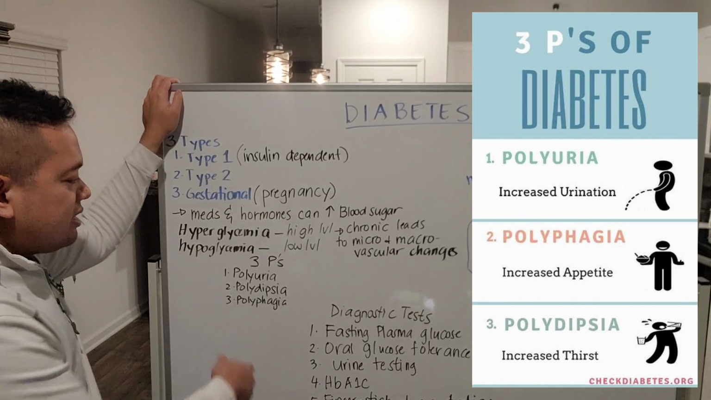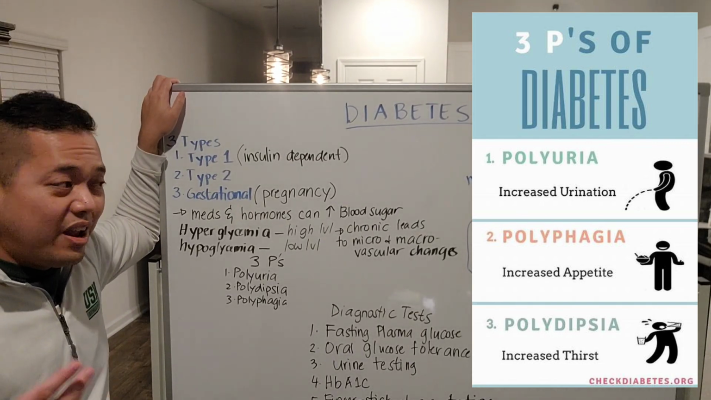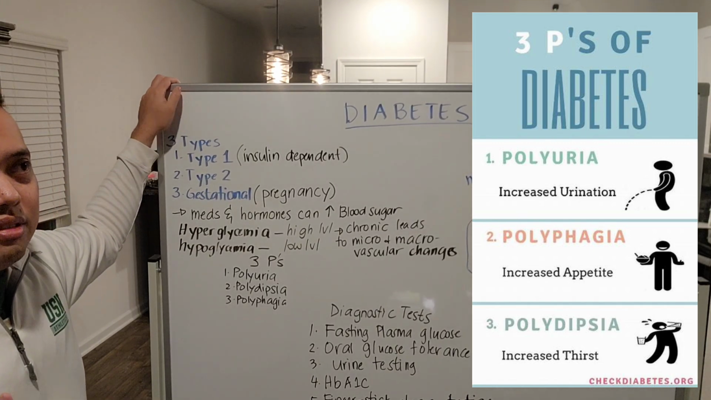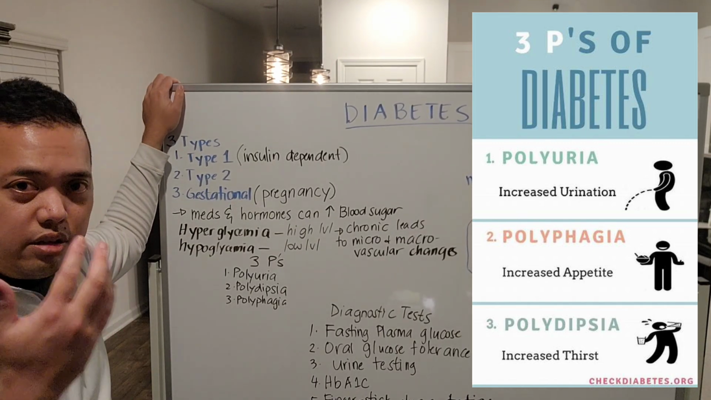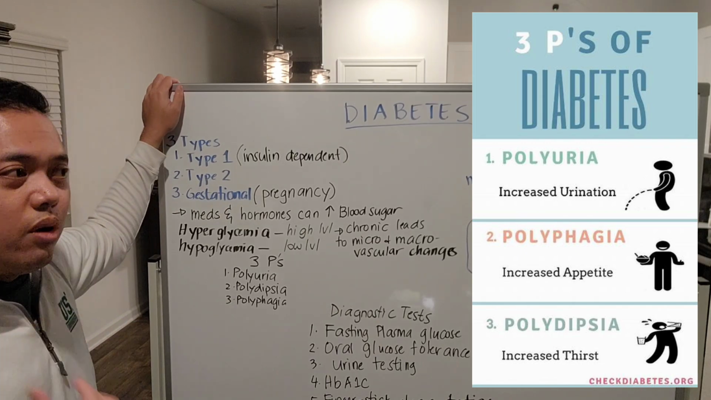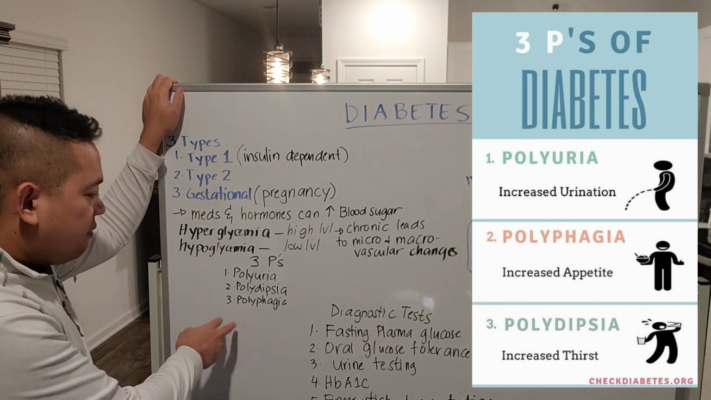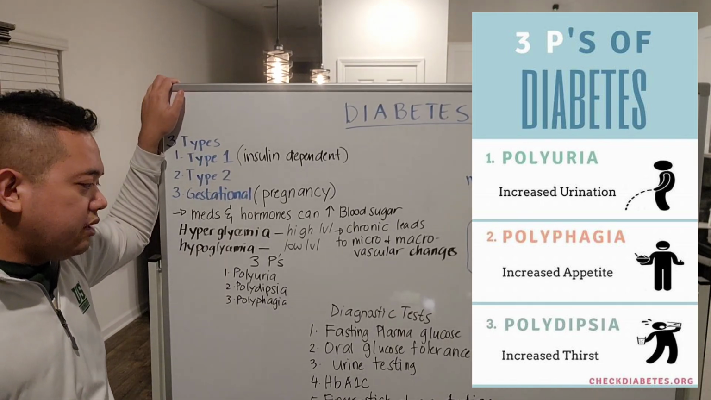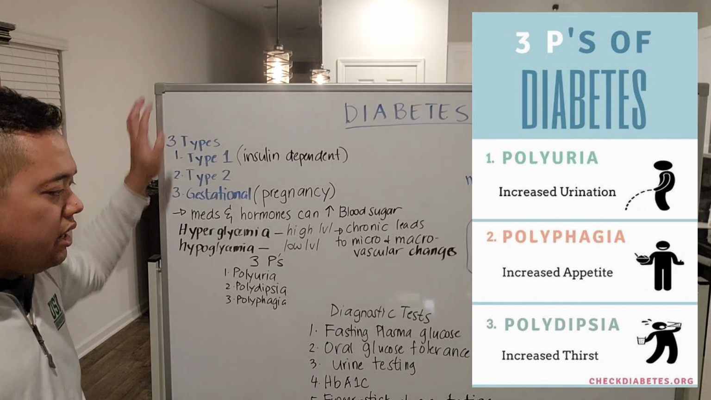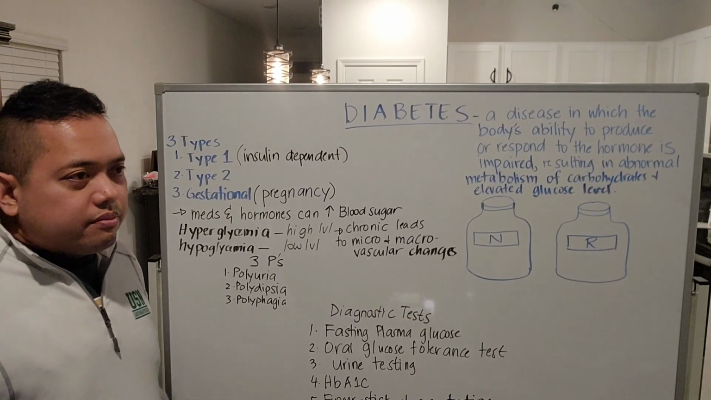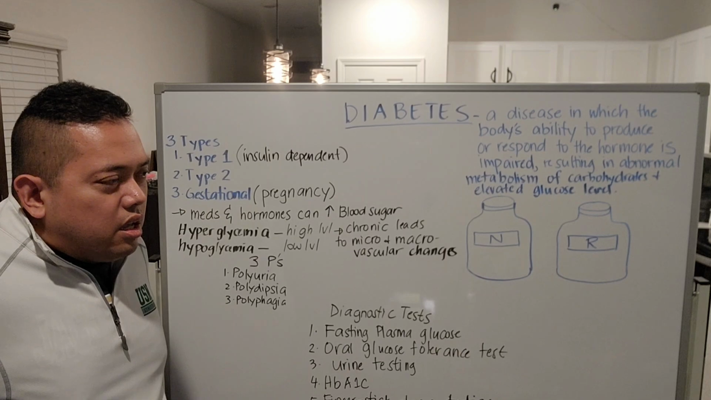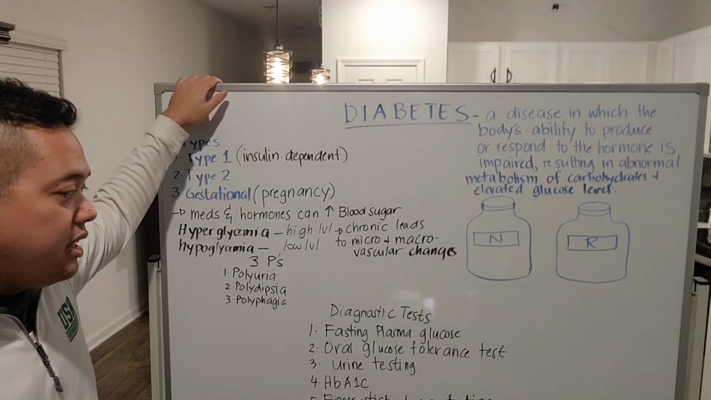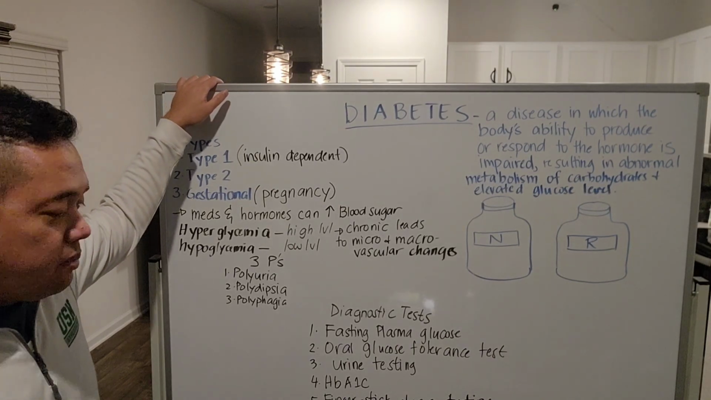Polydipsia is thirst. The person's very thirsty because if they're peeing a lot, they're getting rid of a lot of water. So the body's reaction is that it would want you to drink more water. And polyphagia is hunger. So it makes you hungry, and that's the reason why you eat more if you're diabetic. It's because of the glucose imbalance. That's the reason why the body is trying to have the person eat more.